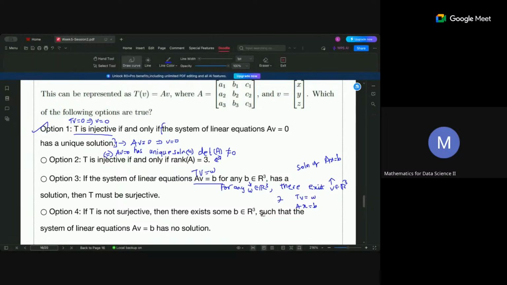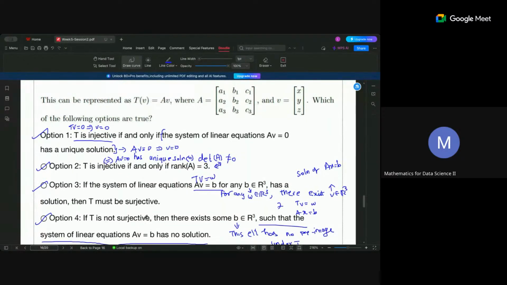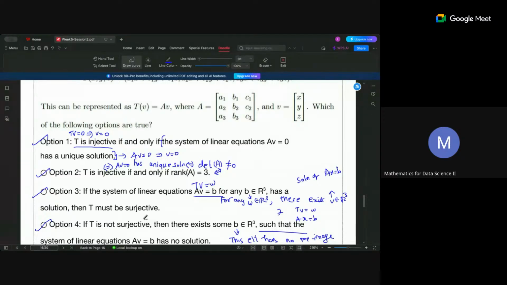Okay. Fine. What about the last option? If T is not surjective, then there exists some B in R3 such that this has no solution. It means this has no pre-image. This element has no pre-image under T. Correct? Yes, ma'am. So it is not surjective, it is correct. So this is correct, this is correct, this is correct. All are correct options. So this is kind of summarizing all the properties which we have seen from the beginning, and it is also giving us a combined relation between all the topics we have seen so far. So that's why I wanted to do this one today.